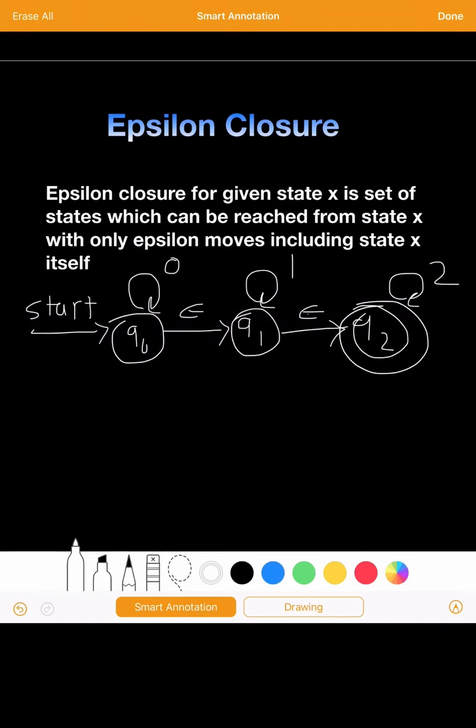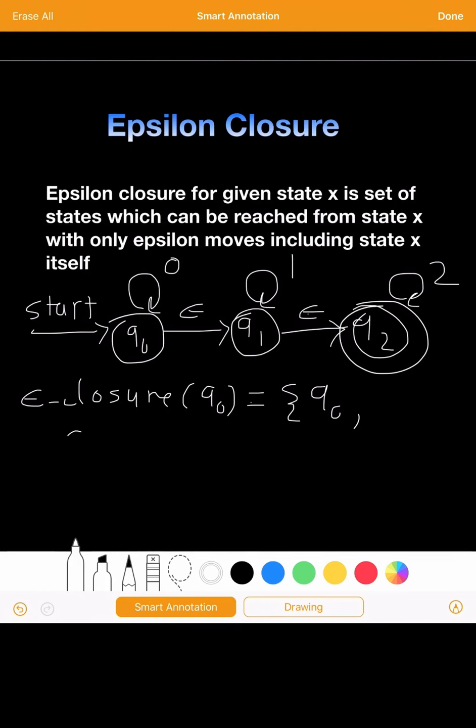For calculating the epsilon closure for each state, we have to calculate the transition function of that particular state. So, now we have to calculate the epsilon closure of Q0. As our rule says, when we calculate the epsilon closure of any state, we have to add that state itself. That's why when we calculate the epsilon closure of Q0, we have to add Q0 in our closure set.